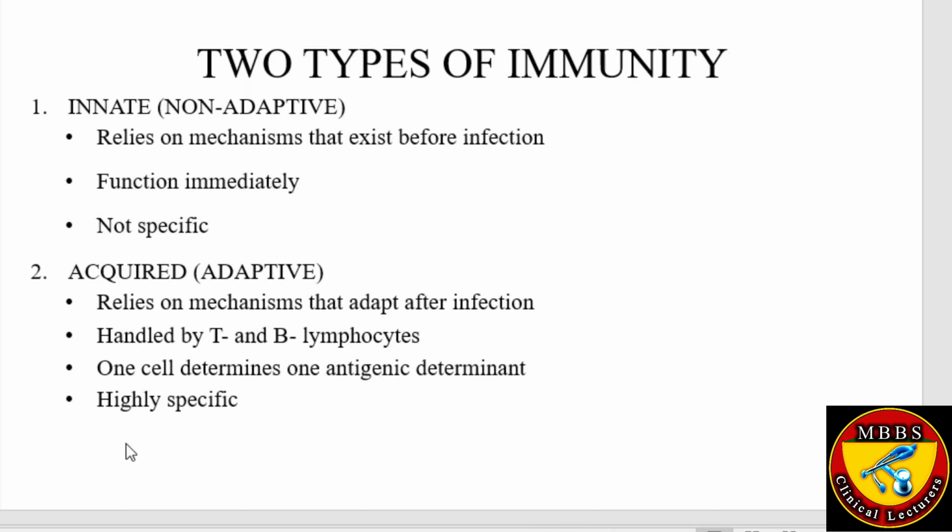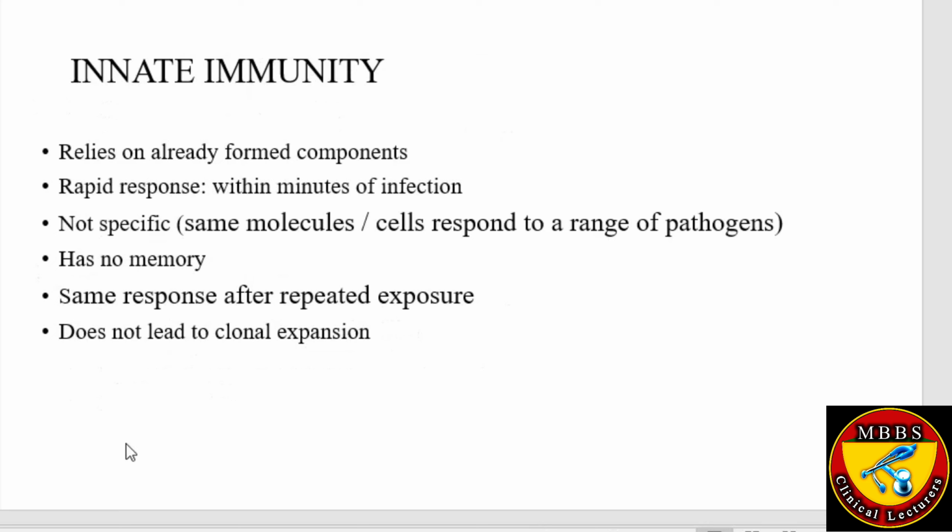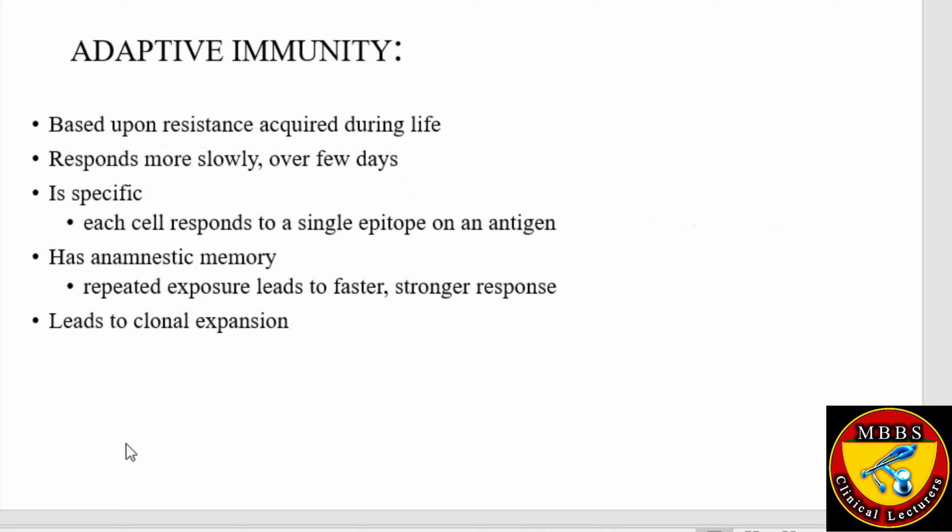the innate immunity. So innate immunity relies on preformed components, and that's why its response is rapid, within minutes of the infection. As already told, it is not specific and it has no memory cells, and the same response after the repeated exposure, and does not lead to the clonal expansion of the cells as compared to the adaptive or the acquired immunity.